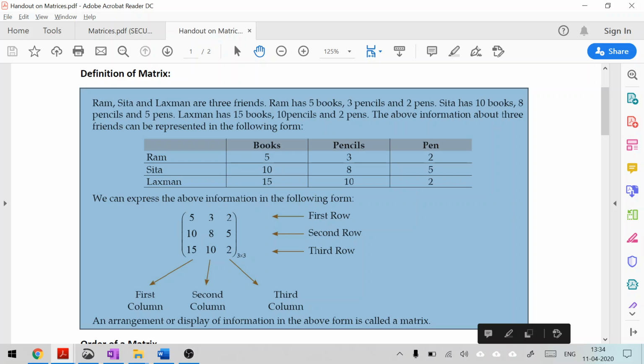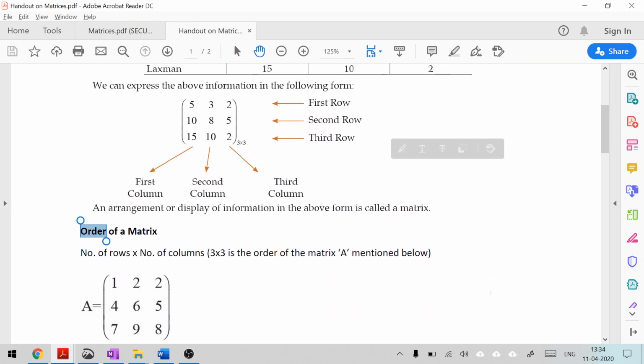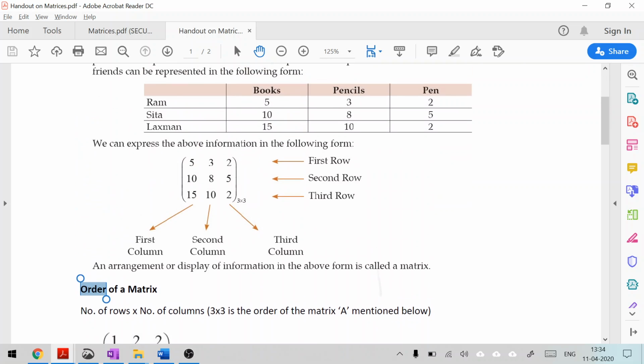Now this is the problem that I want you to understand: conversion of this word problem into the tabular form, and conversion of this tabular form into this matrix format. Now let us go to the next.